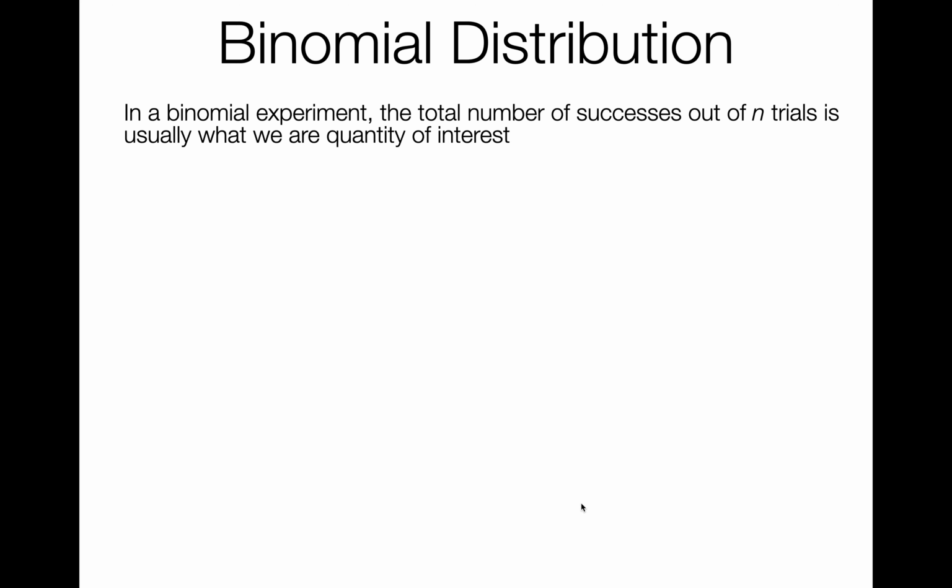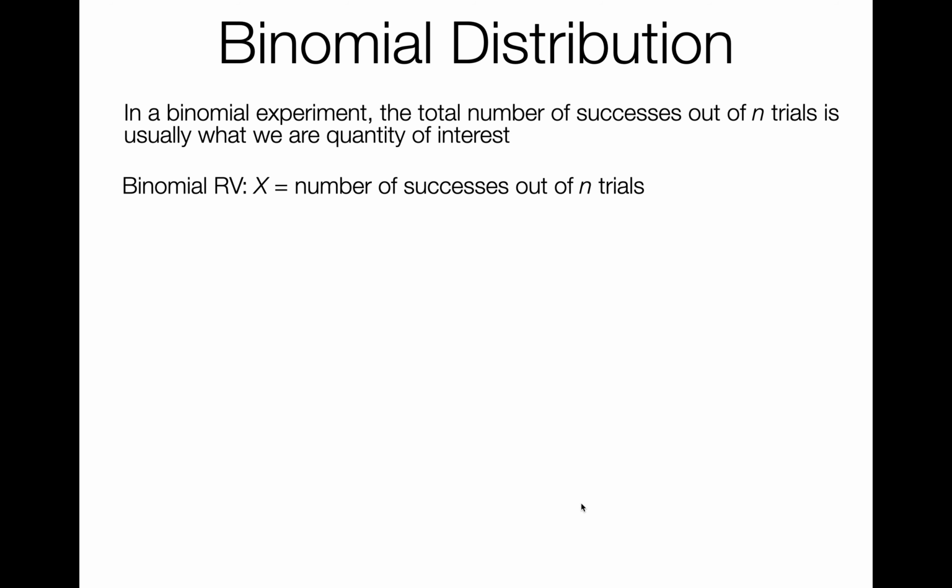Because you really have a choice of what you can label as a success, and generally whatever you're interested in answering, you're going to label as a success. And so we're interested in the number of successes out of n trials. And that is important because that's how we're going to define a binomial random variable.